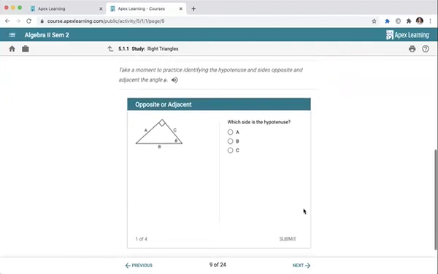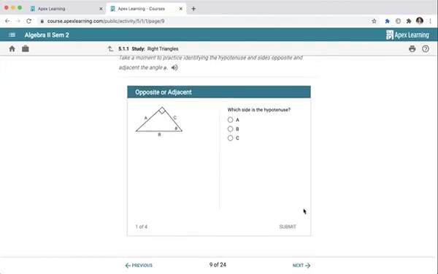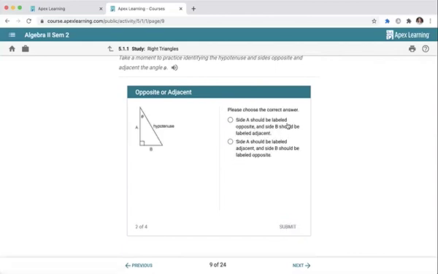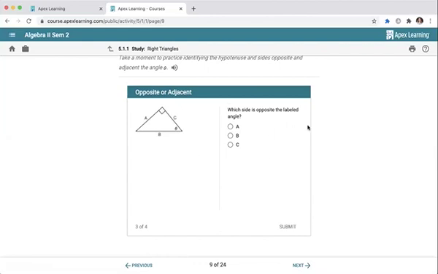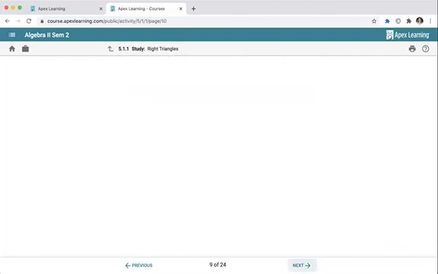Looking at some of these problems, I'll do 2 and leave the rest for you guys. Which side is the hypotenuse? Obviously, it's the one across from the 90 degrees, so that's going to be letter B. Then it's asking, what should we label A and B as? If you look here, this is our angle, so we go across from our angle, so side B should be labeled as opposite, and side A should be labeled as hypotenuse. Questions 3 and 4 ask similar questions, again, opposite or adjacent. The key is to figure out where the angle is that you're looking at and the side in relation to that angle.